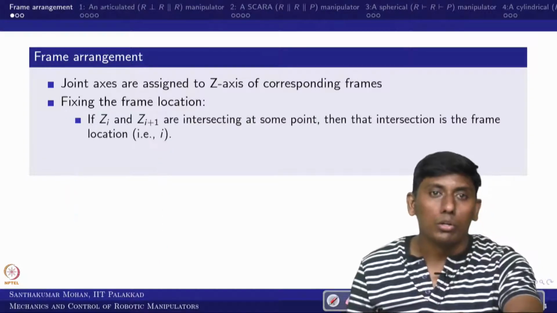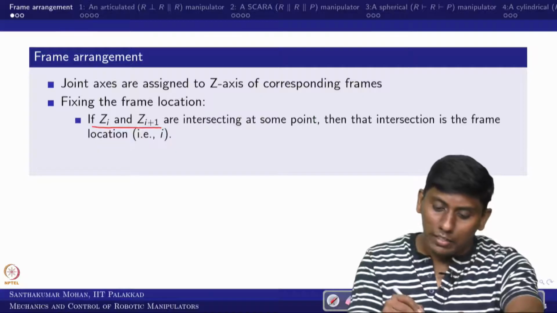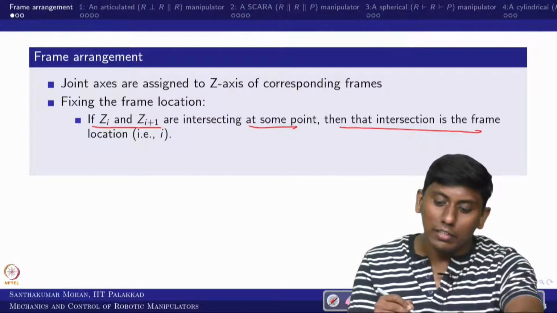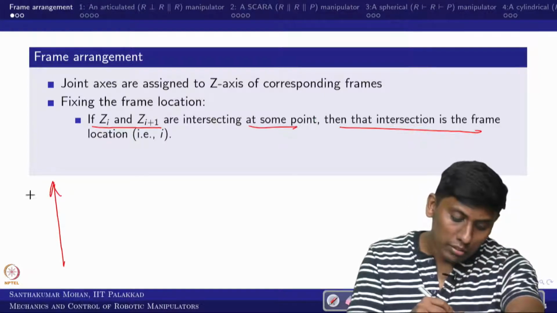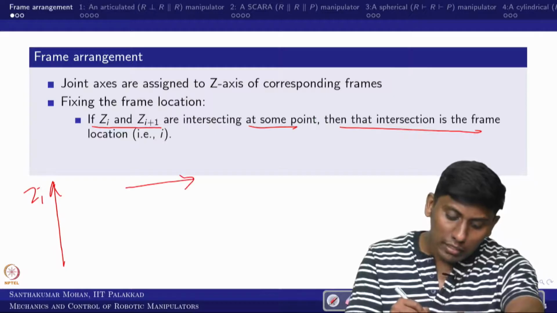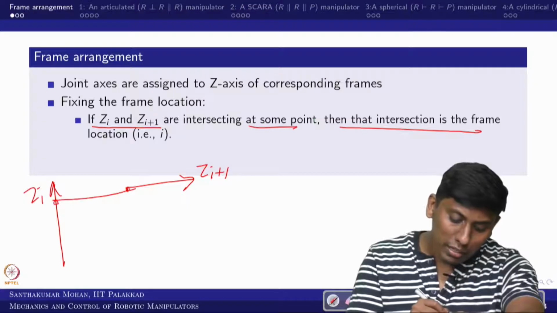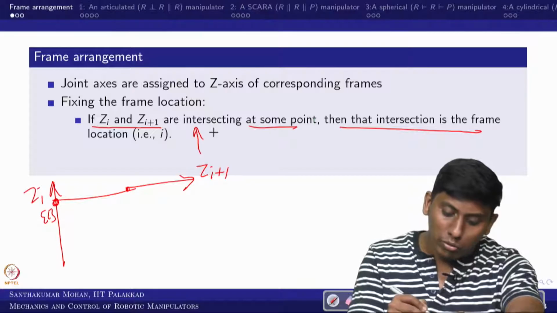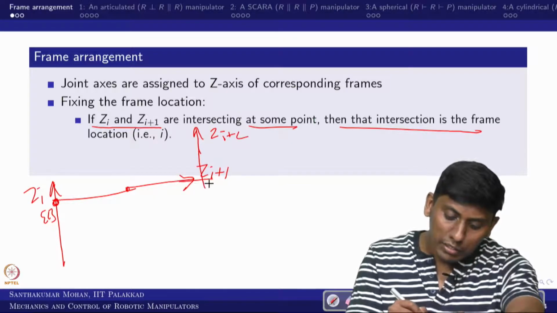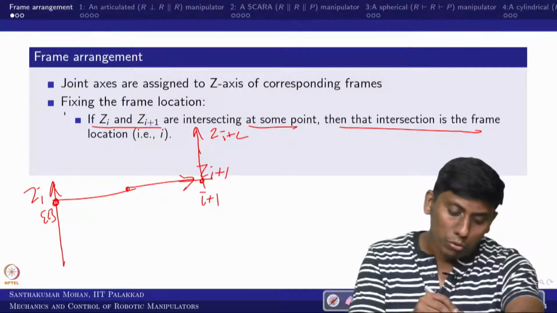So that is what we are going to call this rule: if zi and zi plus 1 are intersecting at some point, then that intersection is the frame location of i. For example, this is zi, and there is zi plus 1 which is going; you have to see where these two intersect. This is frame i. Additionally, one more axis, zi plus 2, is going; where these two intersect is the point i plus 1. Like that we can keep going. This is what the rule says.